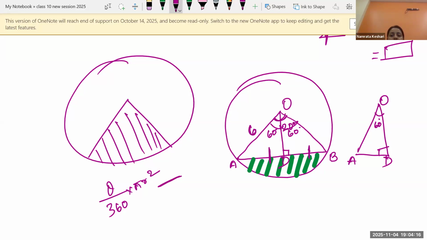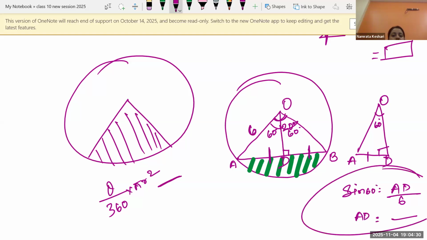For finding AD, of course, the opposite side you want to find, so you will be using sine theta. Sine 60° is equal to AD by OA, that is 6, and from here you will end up getting AD, whatever it is. You also have to find OD. Now after finding AD, you need to have clarity that whatever is AD, the same length BD must contain. AD and BD have the same length. So whatever you get for AD, BD is also the same, and hence you will find the complete side's length AB.